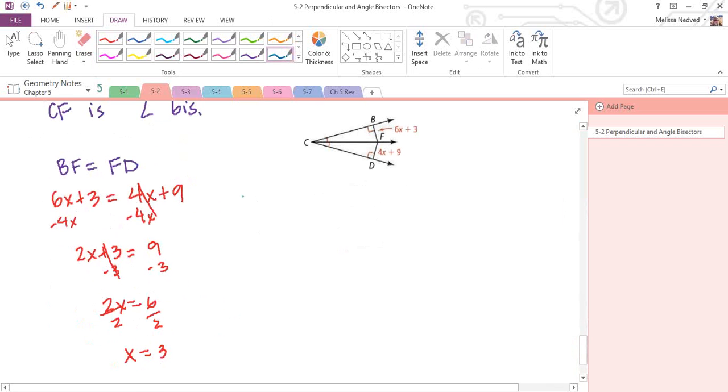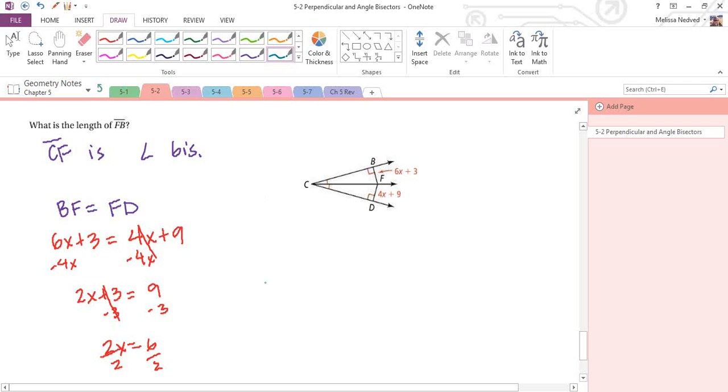And we want to know the length of FB. And FB is 6x plus 3, so we're going to substitute in 3 for x. 6 times 3 plus 3. 6 times 3 is 18. 18 plus 3 is 21. 30-second check. Let's find FD. 4 times 3 is 12. 12 plus 9 is 21. We did our math right.